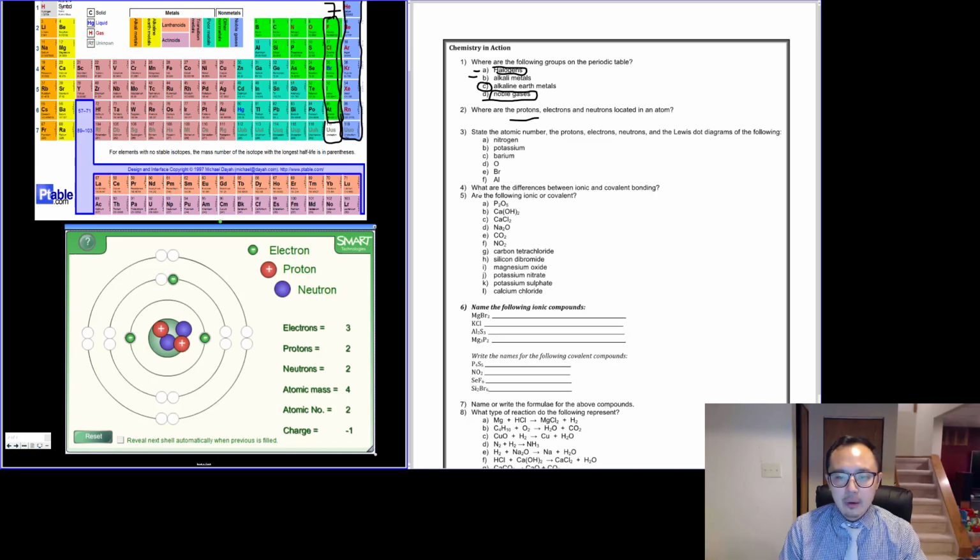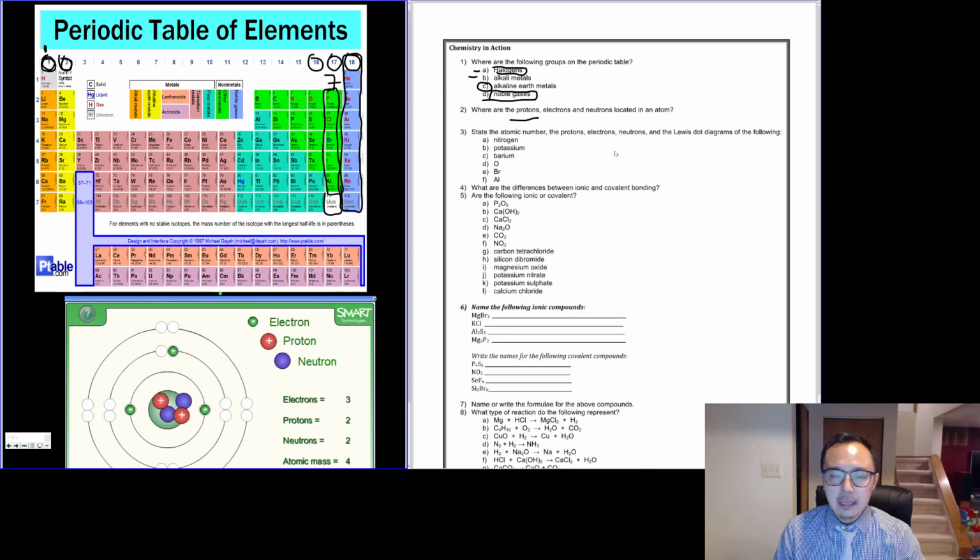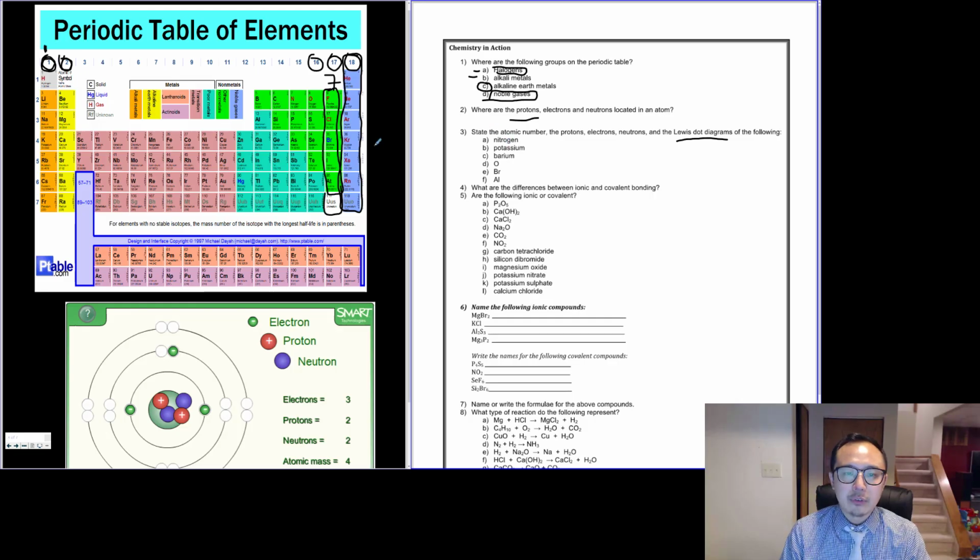In question 3, we're looking at the atomic number, protons, electrons, neutrons, and the Lewis-Dot diagram. Let's start off by looking at nitrogen. That's your number 7, your atomic number 7. The whole number, the non-decimal number, is your atomic number.